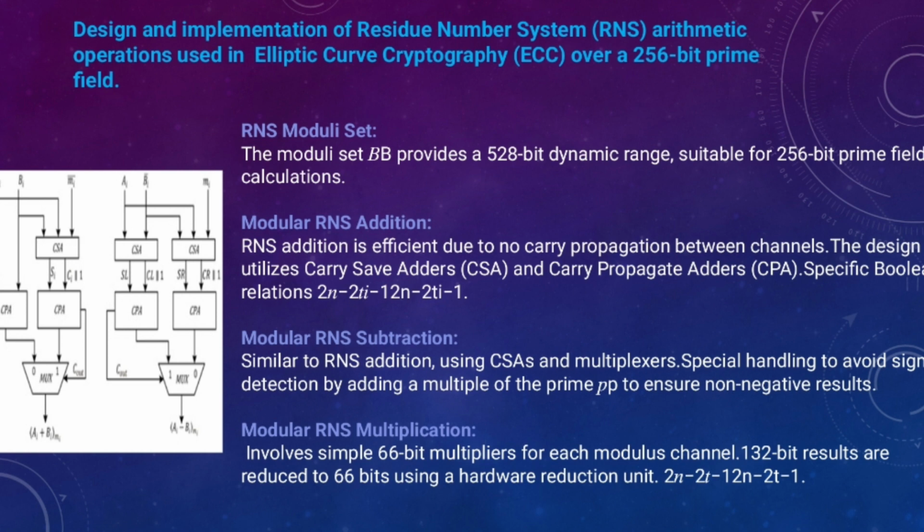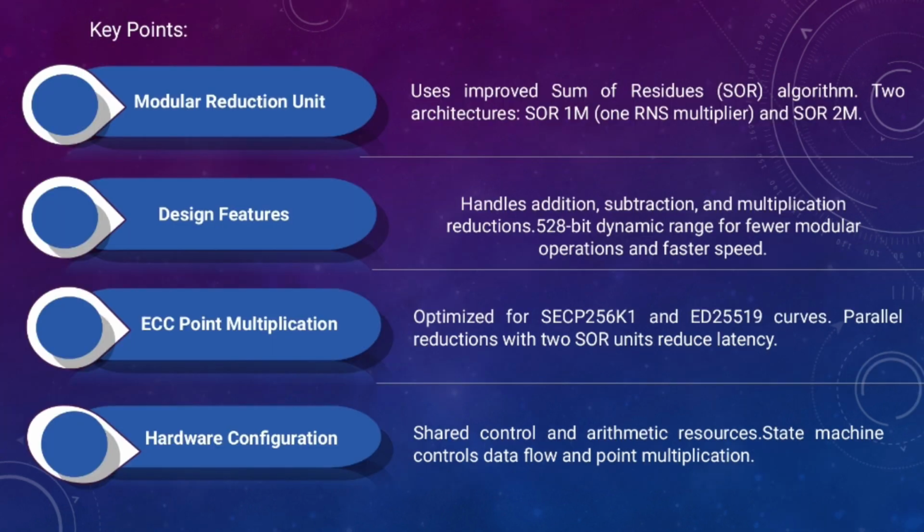For addition and subtraction, it uses specialized hardware with carry save adder and multiplexer to quickly compute the results. To avoid negative results in subtraction, a multiple of the prime number is added. Multiplication involves simple multipliers and efficient reduction techniques. Overall, these methods enhance the speed and area efficiency of ECC operations using RNS. This concept is all about RNS modular reduction in ECC.